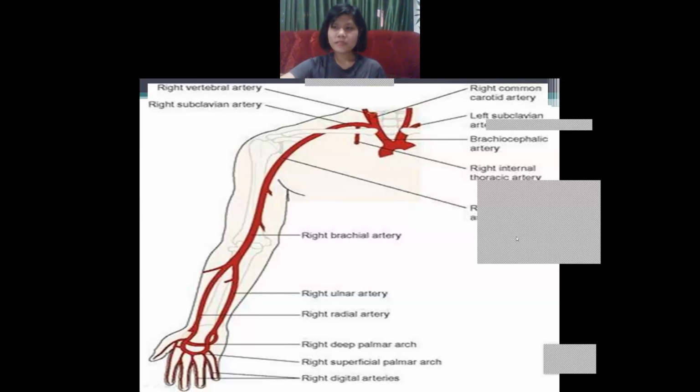Ilashra, can you hear me? Yes, ma'am. Okay, so this is the vertebral artery, right? Where does the vertebral artery supply blood? Supplies blood to the brain. Yeah, upwards, brain, right? Okay, very good.